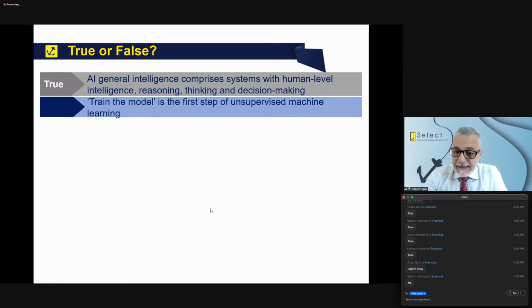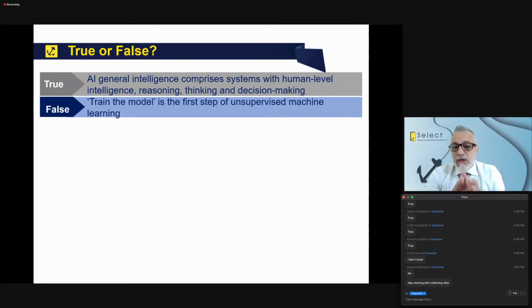Yes, I think it's true. Yeah, it could be. Yeah, Nahla, you said no. So I agree, it's not the first step. Why? Because we need to look first. Yes, correct. Collecting the data. So we'll understand what we mean by data. We collect the data first, we clean the data, and we start to train the model.